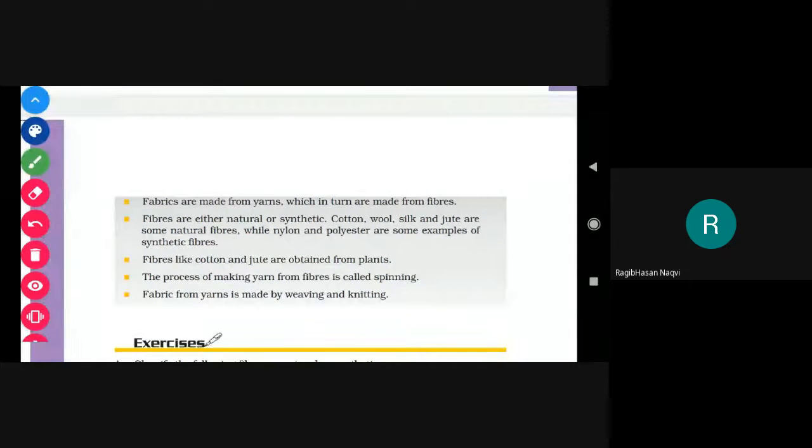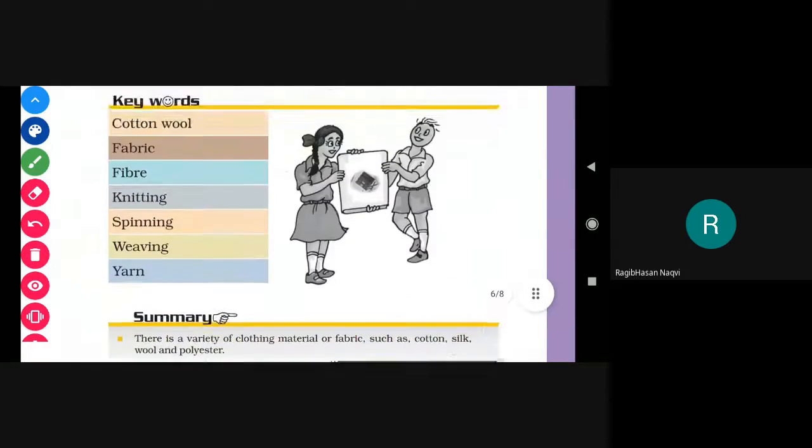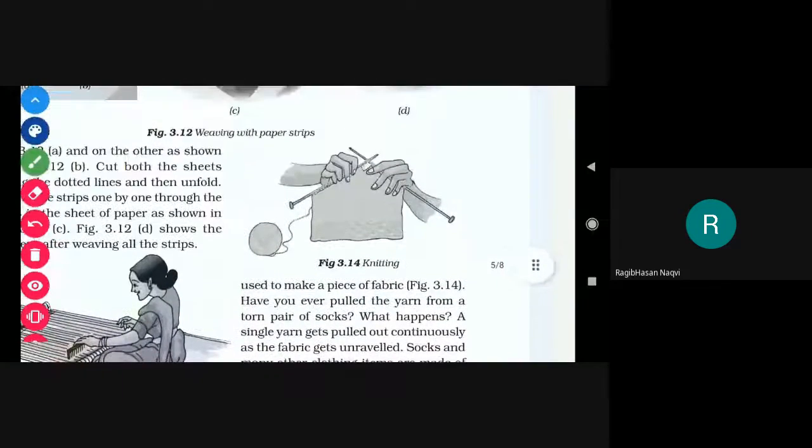Okay, there is a definition of knitting and weaving. There is also a definition of knitting, and that is the same. Fabric from yarns is made by weaving and knitting. So along with weaving, remember knitting also. Weaving's other name is knitting? No, weaving's other name is not knitting. We can make fabric by weaving also, and we can make fabric by knitting also. There is a difference between knitting and weaving. I can show you here. See, this is called knitting.